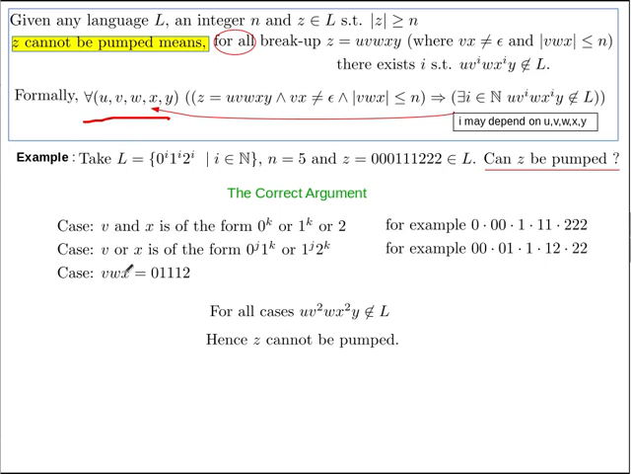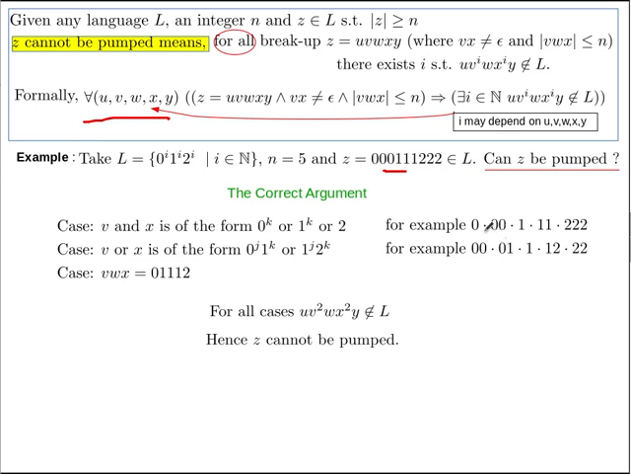The first case I consider is that this v or x, so v and x are substrings here, right? This whole thing is UVWXY. I'm considering first the case where v and x consist of one symbol. So v cannot be, say, consisting of 0 and 1, and x cannot be 2 symbols or 3 symbols. So the first case is both v and x consist of just one kind of symbol.